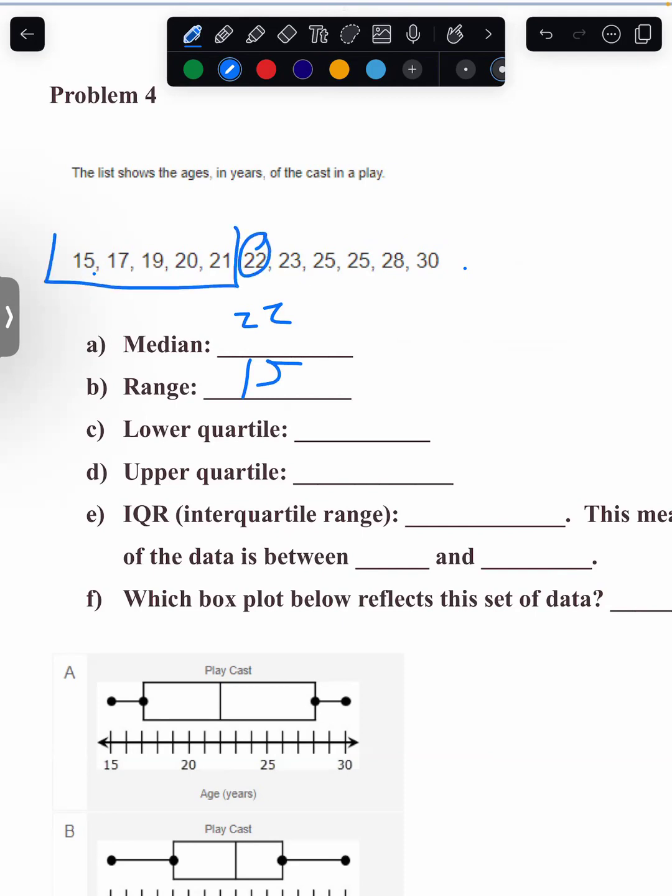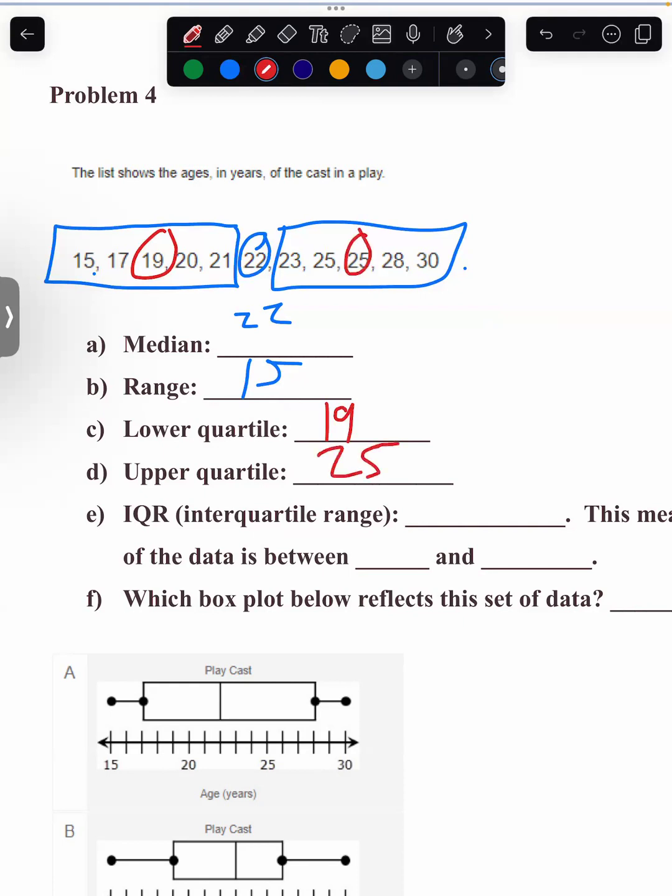And so now we have to find the median or middle number of each half. In this case, the lower quartile is 19. The upper quartile is 25. Notice I went 1, 2, 3, 4, 5, the third number; 1, 2, 3, 4, 5, the third number. It's the middle number in the bottom half and the middle number of the top half.